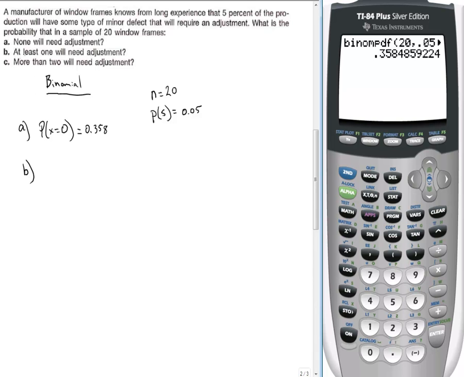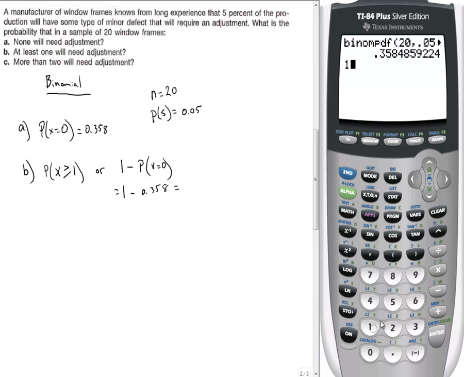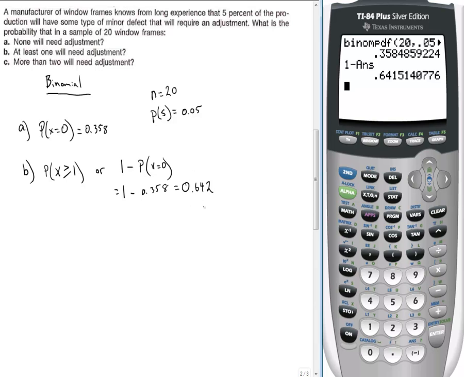Now it says, what is the probability of at least one? Well, if you think about it, probability of x at least 1 means greater than or equal to 1, or it's 1 minus the probability of x being 0. So we can do this directly. 1 minus 0.358, and we'll just stick it on our calculator here. And we get 0.642. So this is the probability of at least 1, which is the complement of none.